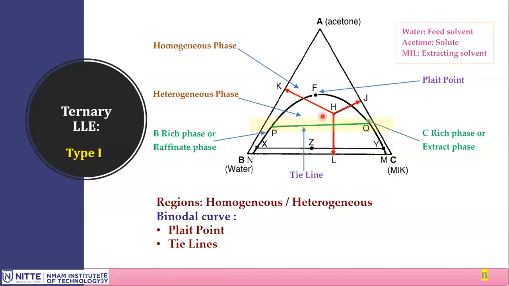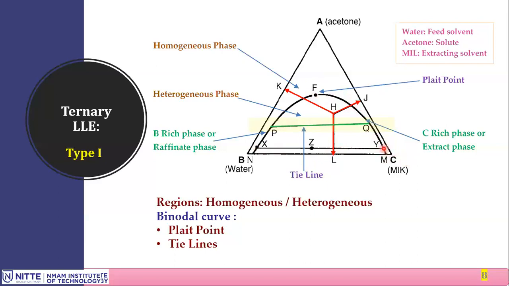Another is the tie line. Tie line in the sense you can convert a given heterogeneous feed into two homogeneous phases like this. For example, you have a point at Z, if you have a combination starting with Z, it is heterogeneous, it will form two phases. So based on this tie line it ends up with two phases, one here and another here. Now this entire line is the C rich phase, means extract phase. This is the extract phase.